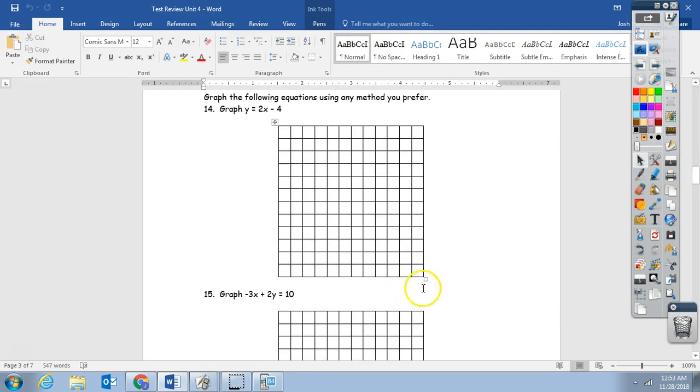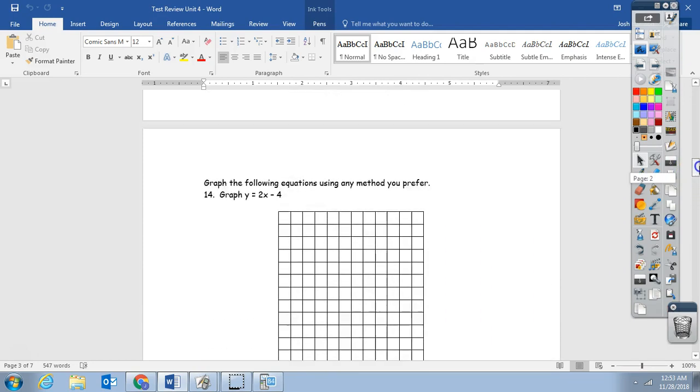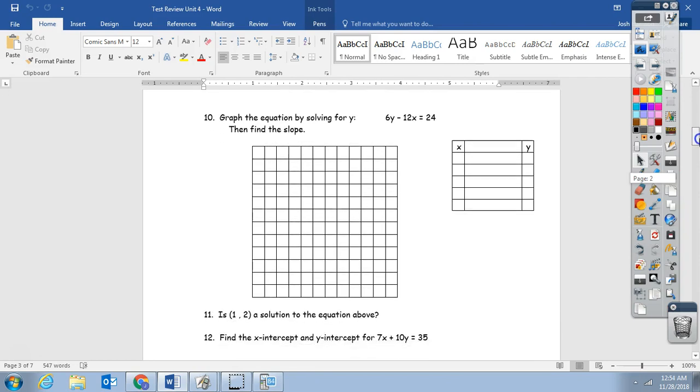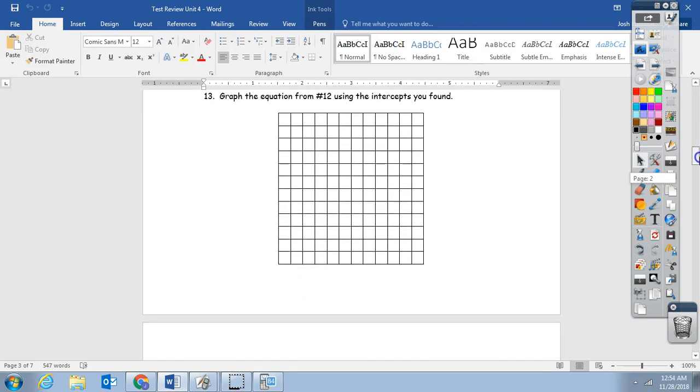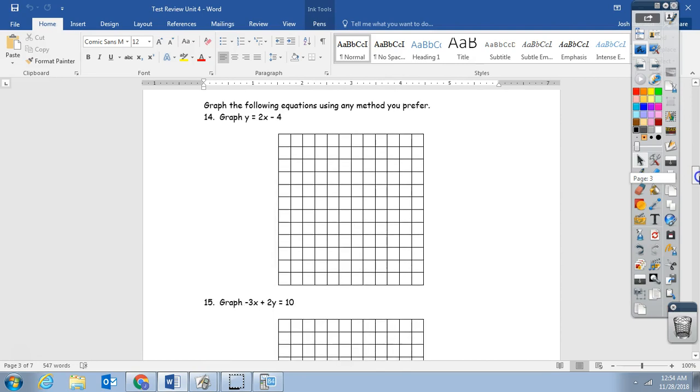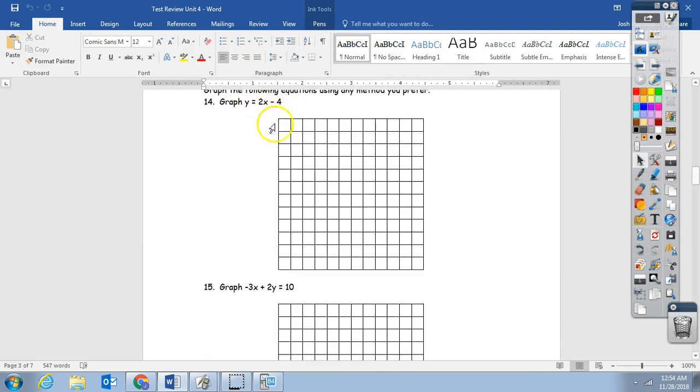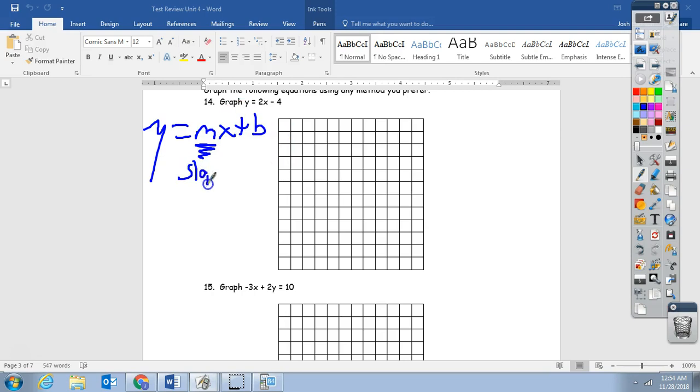Number 14 and 15, you could choose whatever method you want to graph. If you want to do one of the methods that we just did, solving for y, or using the intercepts, you could. But you could also just take y equals 2x plus 4 and use a shortcut that I gave you. Remember, we talked about y equals mx plus b, where the m is the slope, and the b is the y-intercept.